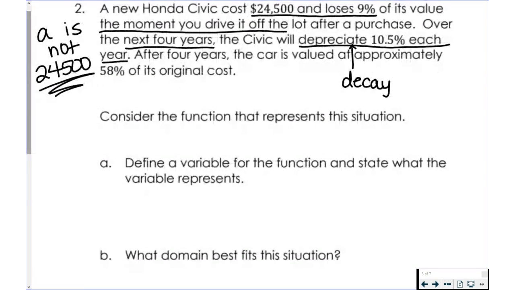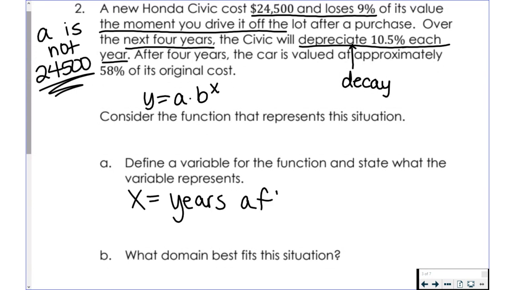So hopefully you're a little better with defining a variable now. Our variable is not A, our variable is not B. X is the only variable, it's the only thing that changes. X, since this is depreciating each year, it's going to represent each year after you have purchased the car.